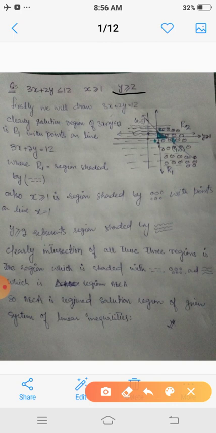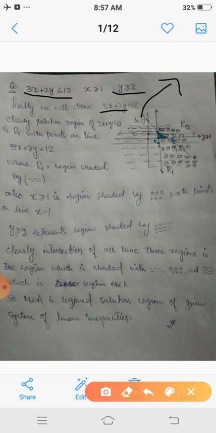Firstly, we will draw the graph of 3x plus 2y equals 12. That is, we will solve the first linear inequation. When we draw the graph of 3x plus 2y equals 12, on the x-axis the point is (4, 0) and on the y-axis the point is (0, 6). When we join these, we simply get this line, 3x plus 2y equals 12.